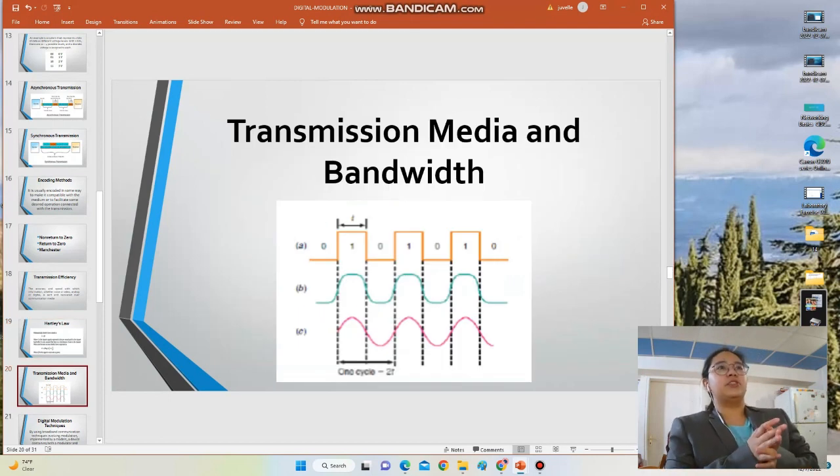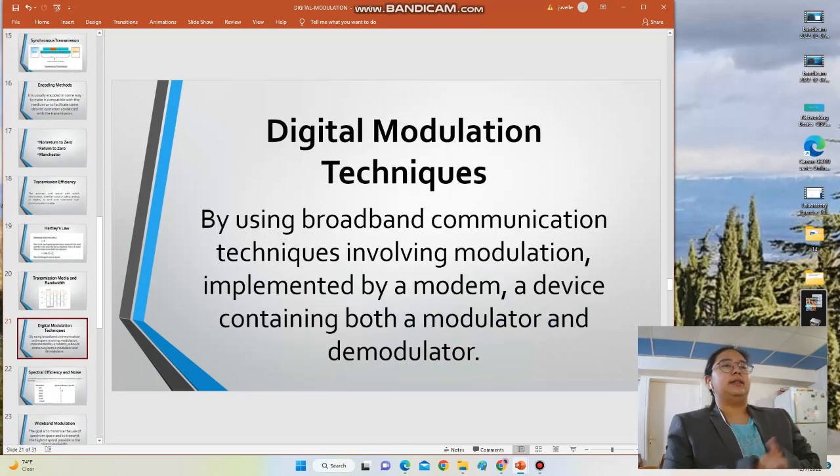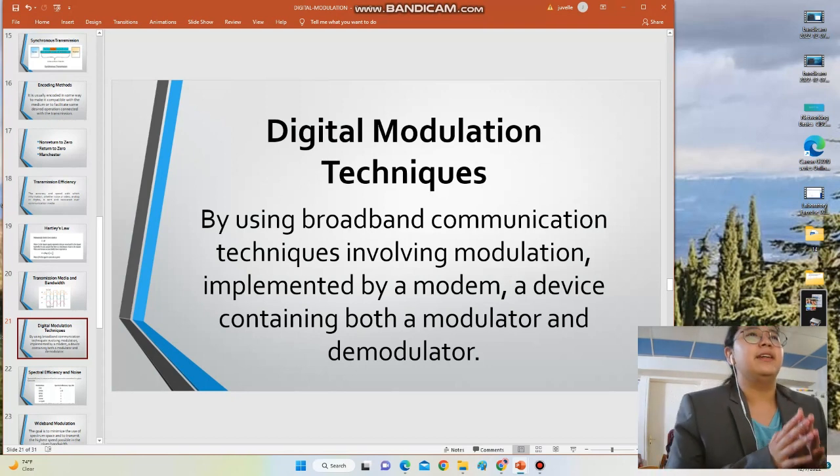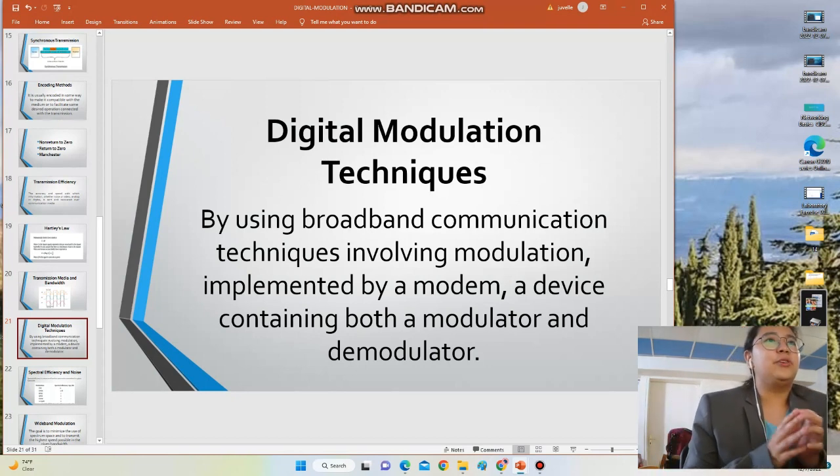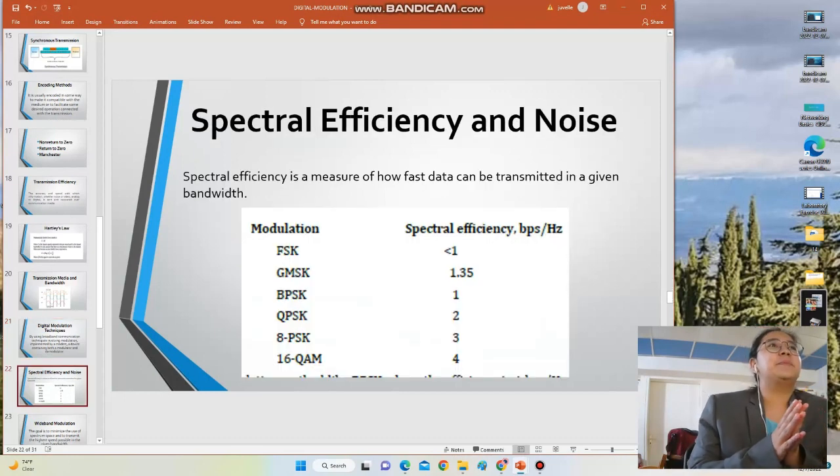So, this is the transmission media and bandwidth. This is 1 circle, 2T. And this is the digital modulation techniques. By using broadband communication techniques involving modulation implemented by the modem, a device containing both a modulator and demodulator. So this is the spectral efficiency and noise.